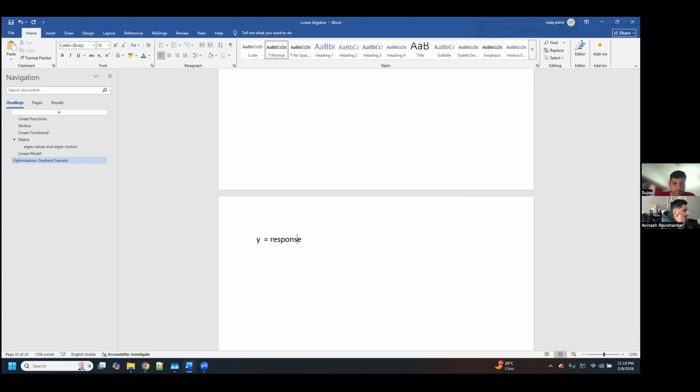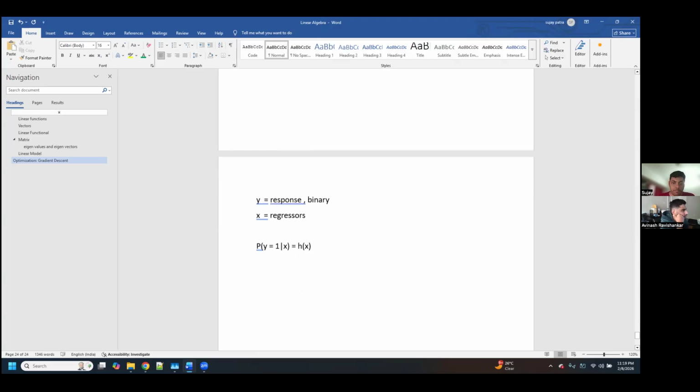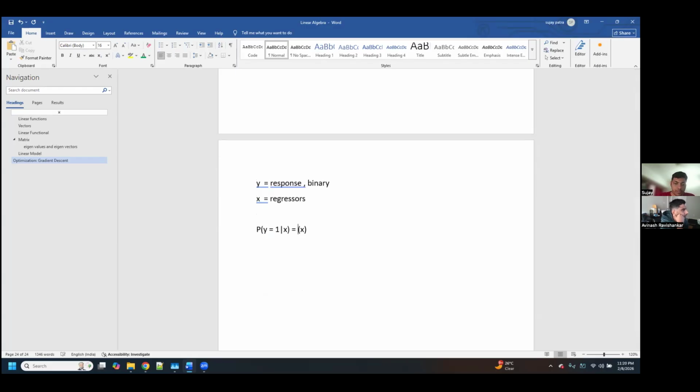This is binary, and we have some x data, which is my regressors. Then we are predicting P of y equals 1 given x, which is, let's say, h of x, or rather P of x. P can be 0 or 1. So predicting y equals 1 is enough, then y equals 0 will be 1 minus P of x.